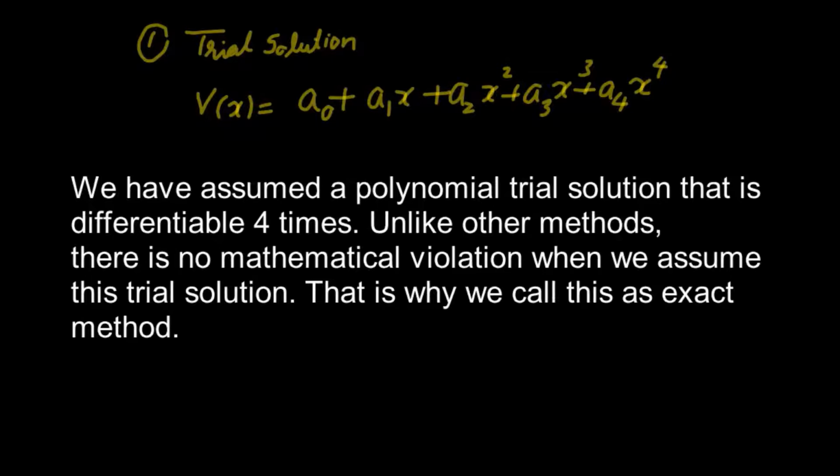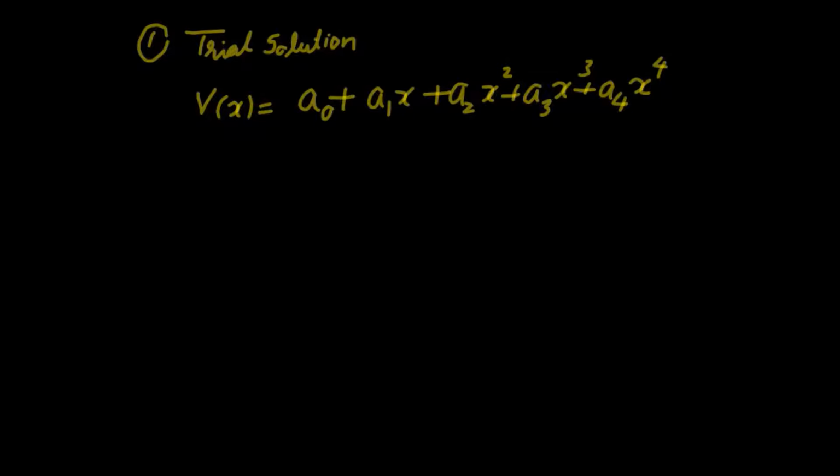The first question that you may ask is, why do you want to assume a polynomial trial solution of order 4? The answer is, if you can assume a polynomial trial solution of order 4, which means that you can differentiate this particular trial solution 4 times.